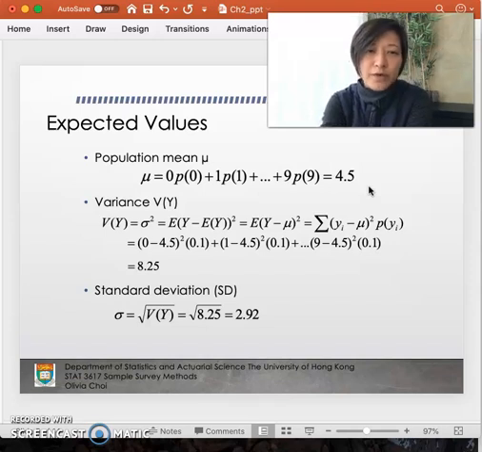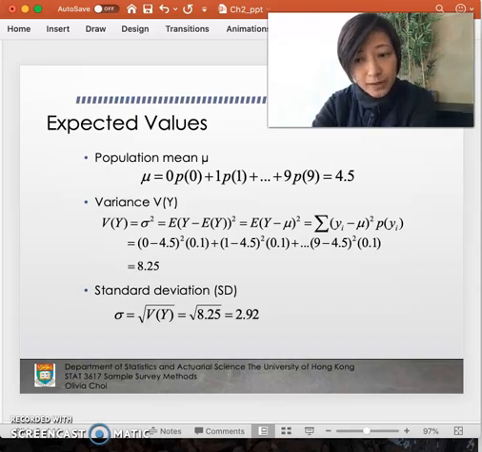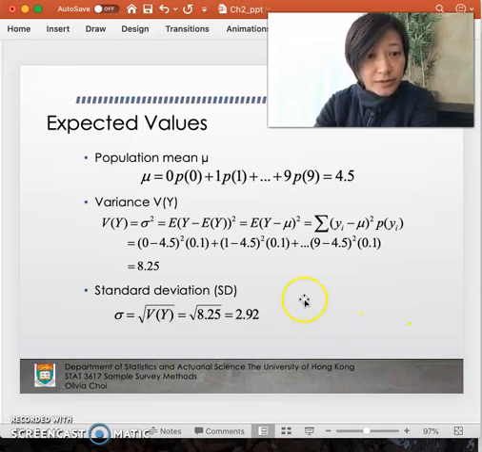Then we also want to describe the variance. The variance is defined as the variability of the measurements of the population. It is defined as the expected value of the square of the deviation between the chosen value y and the mean value.